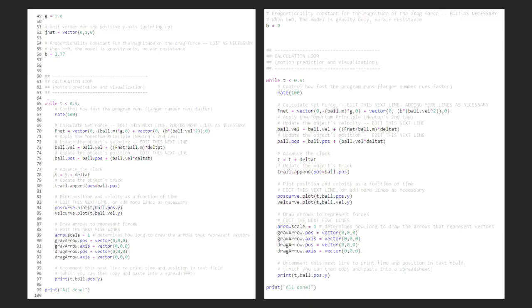Here you can see the code on the left, which has the b value at 0.277, and the code on the right, which has the b value at 0. The code on the right side is when you are not including the force of drag, so you just have the net force equal to the force of gravity going down. On the left side, you can see F net equals the gravity plus the drag equation, which will be in the opposite direction of the unit vector.